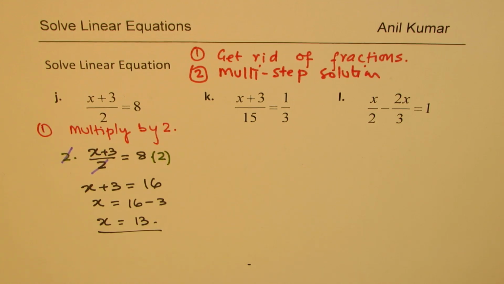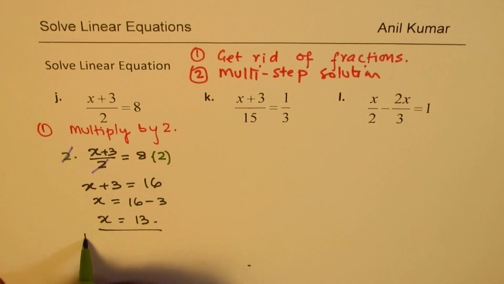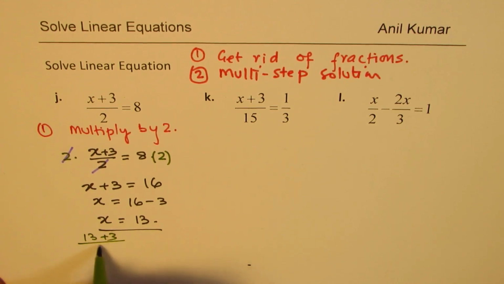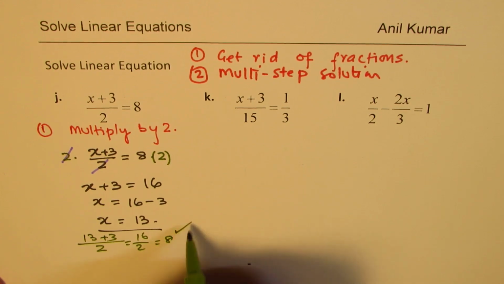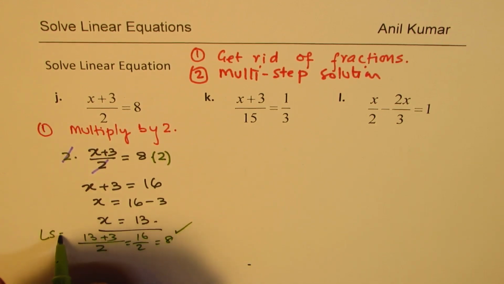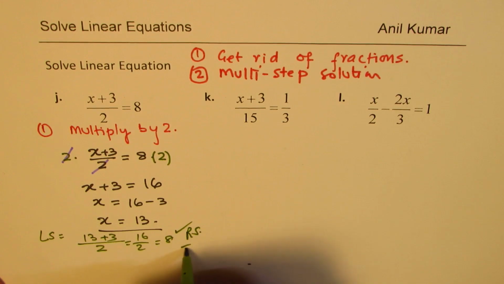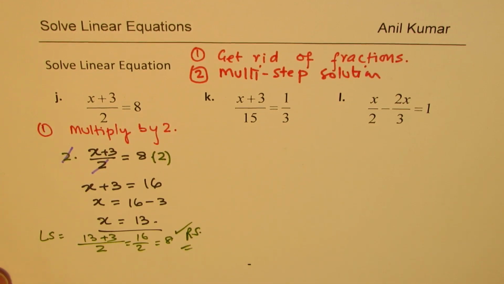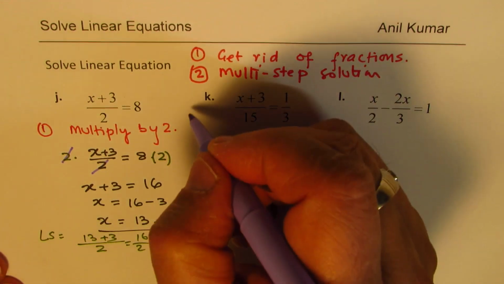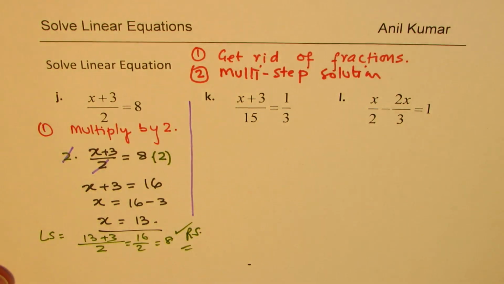Correct? So let's check our answer. If I replace x with 13, I get (13 plus 3) divided by 2, which is 16 divided by 2, which is indeed equal to 8. So the left side is equal to the right side. Is that clear? So that is how we are going to solve equations which involve fractions. Correct?